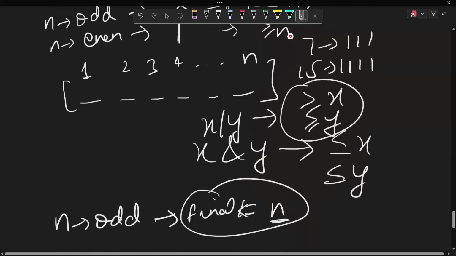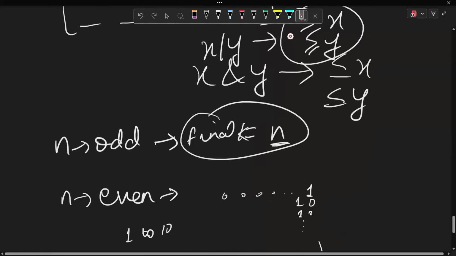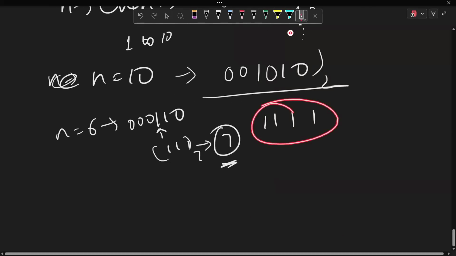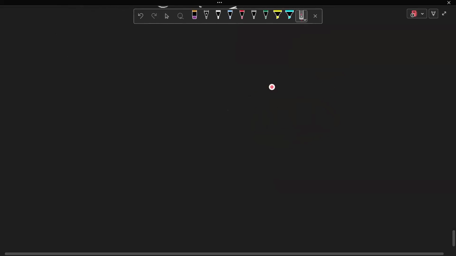Okay, so these things are by observation. Now let's try to find some permutation so that for the odd case you can always get n, and for the even case you can always get a number with all bits set. So how can you get that? Let's analyze separately.